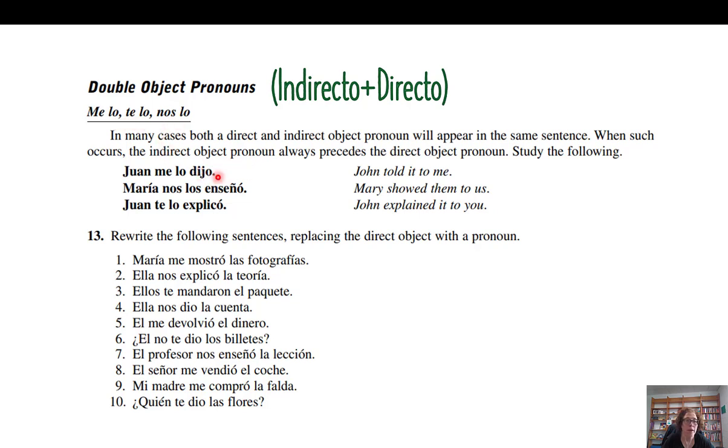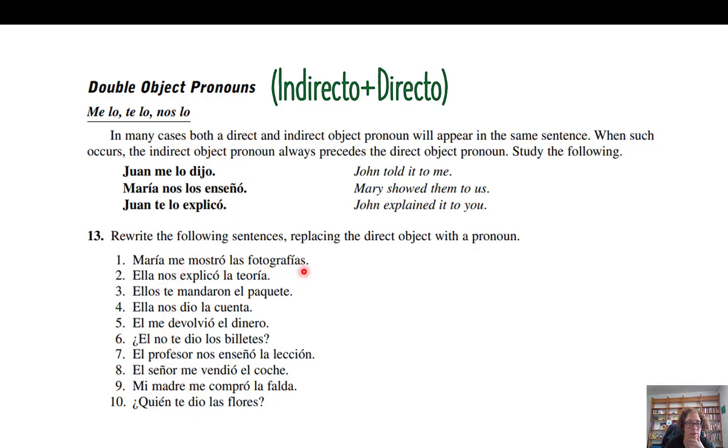Okay, so me lo dijo, told it to me. So you can see the indirect always goes first. The it here is lo because it's just a whole thing. Like when we don't have a gender, we use the generic lo. It's a neuter actually. Me lo dijo, nos los enseñó, this is them, the books or whatever. Te lo explicó. Okay, so indirect first, direct later. So here they've already given us one. You can see all the indirects.